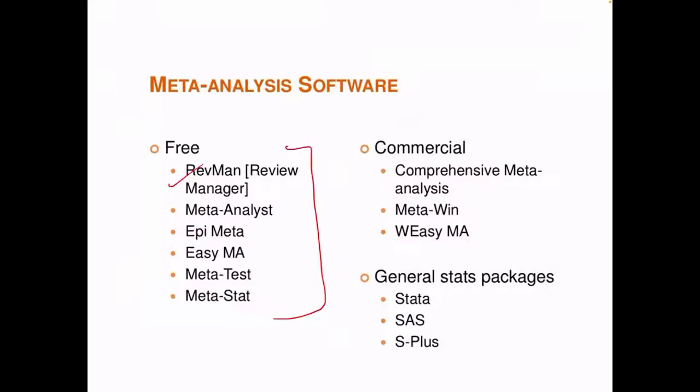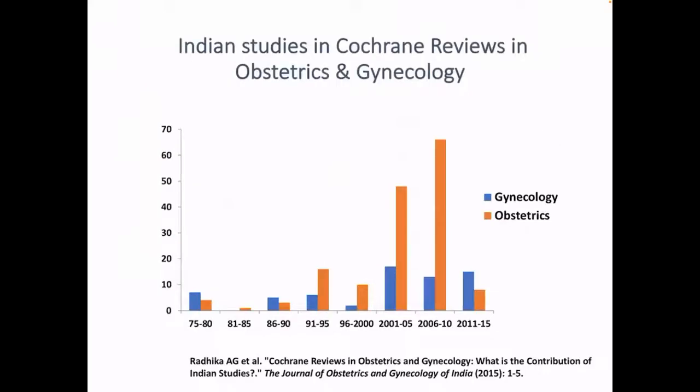I am familiar with RevMan, and it is freely available for people to use, both for Cochrane as well as non-Cochrane systematic reviews. And there are also the commercial and other general stats packages which are available. Now, somebody was asking, do we have enough studies?